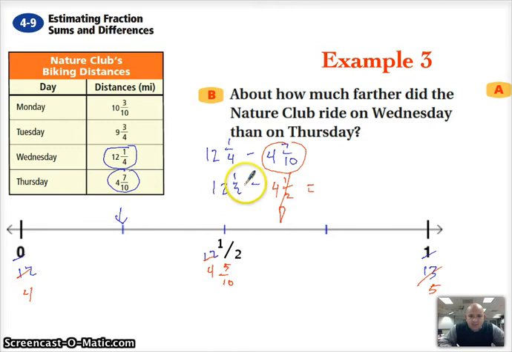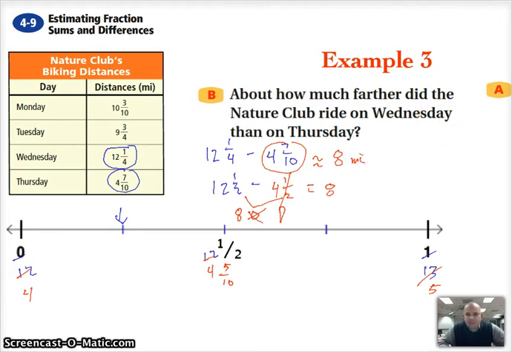Now I've got 12 1/2, subtract 4 1/2. Of course, I subtract my halves, and that becomes 0. 12 subtract 4 is simply 8. So my answer for this is going to be around 8. 8 miles difference. All right.